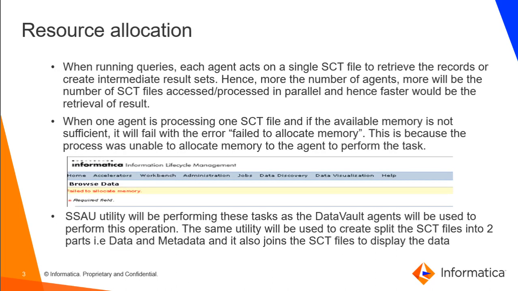Resource allocation is with respect to the number of agents being used while we are querying the data. One agent will be processing ACT files, that is the two pair. One is the metadata, another one is the data. So we have two different ACT files, that is underscore a.act and underscore u.act. These ACT files should be combined in order to display the output to the user that will have both the metadata and the data.